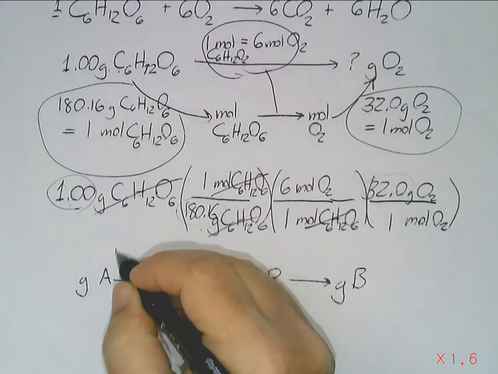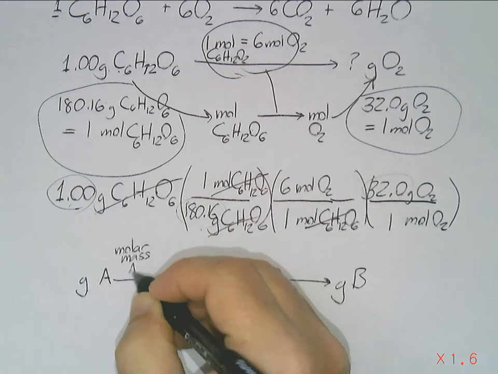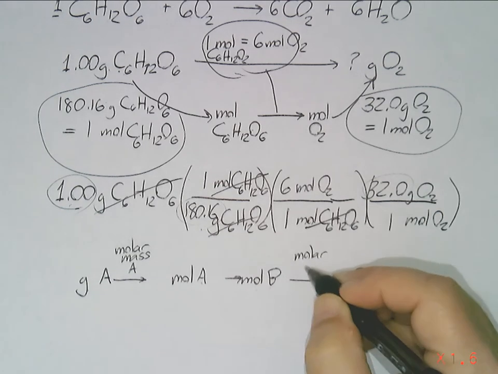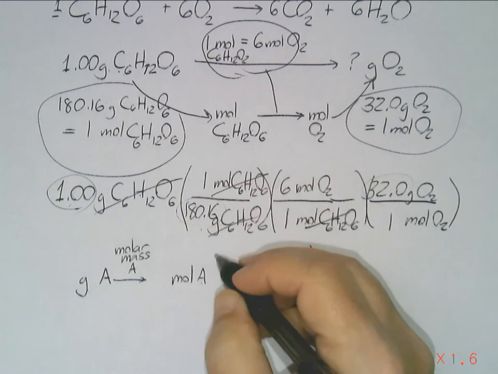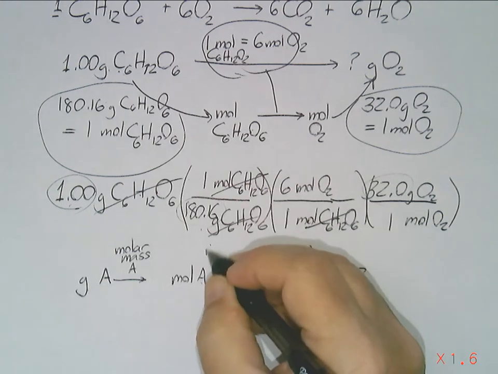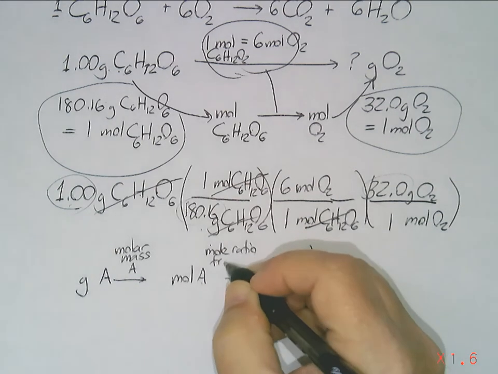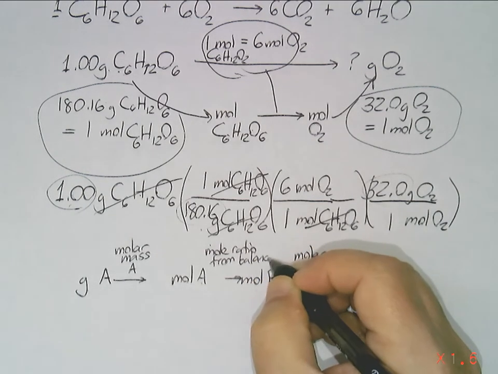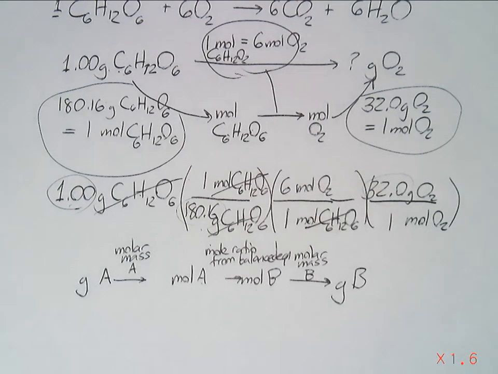Here you're going to need the molar mass of A. Here you're going to need the molar mass of B. And here you're going to need the mole ratio from the balanced equation. All right?